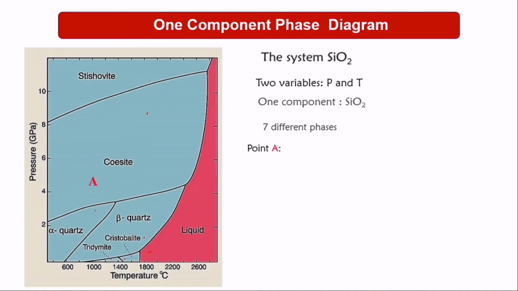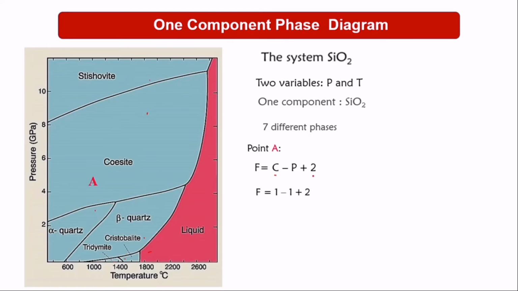Now we are going to find the degree of freedom at point A. C is the composition, and we know that it's one component. P is the number of phases. When you look at here, it has only one phase, which is coesite. And I told you that pressure and temperature are intensive properties. They are all intensive properties, making the intensive property being 2, that's why we have 2 here.